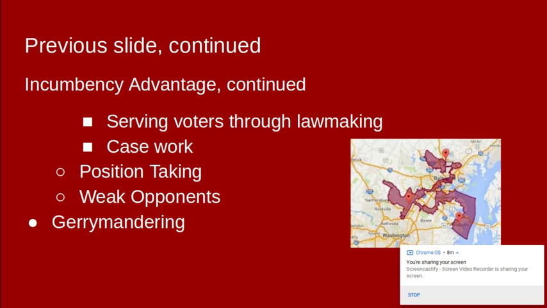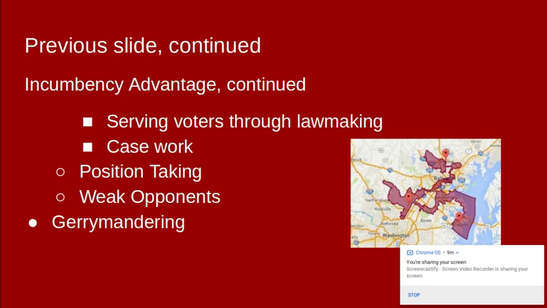And lastly, weak opponents. So an incumbent has an advantage because oftentimes it's really hard to find somebody of high quality who wants to run against an incumbent. After all, why would somebody want to run against someone who has held a job for 24 years, right? That's really hard. If that person's been elected 12 different times, if they serve in the House of Representatives, like they have a really strong track record. It's really hard to run against somebody who's been elected 12 times. So oftentimes there's just weak opponents in general.